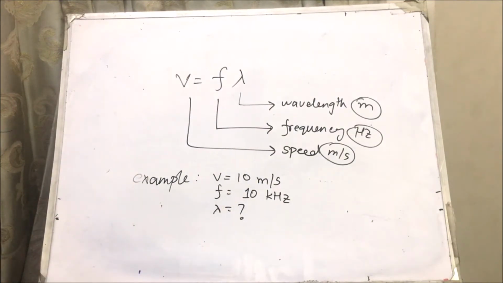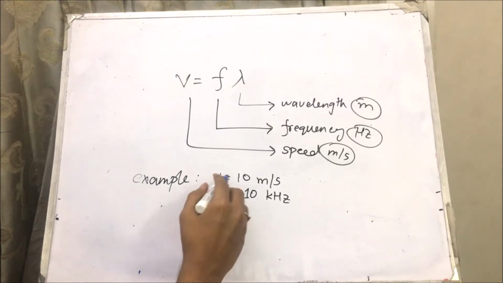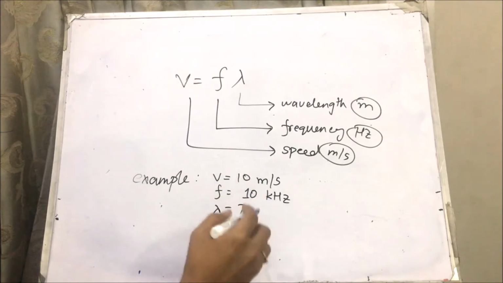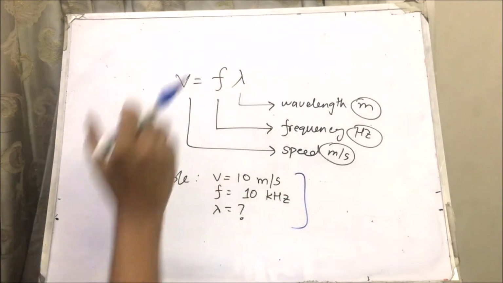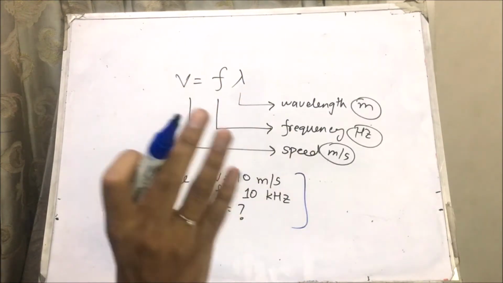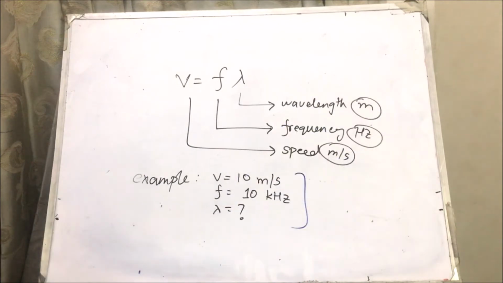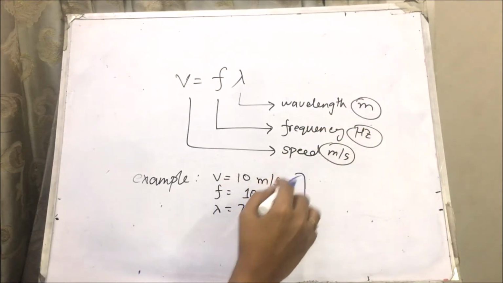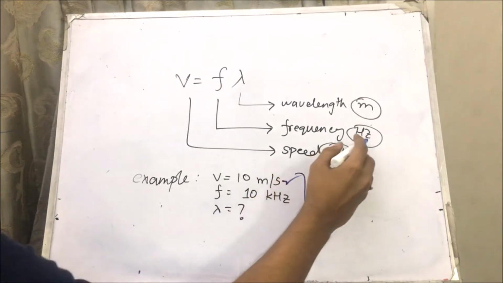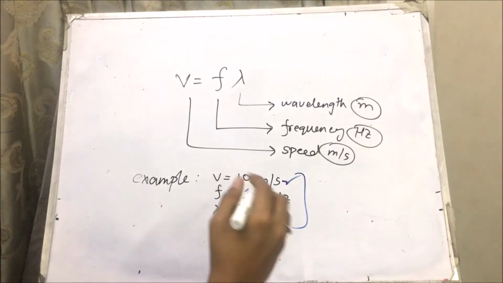We will do an example. We know that the velocity is 10 meter per second, frequency is 10 kilohertz, and what is the lambda? Careful, you just can't put these parameters into this equation because first you have to check whether the units are in these units or not. The velocity should be in meter per second, that's okay. But the frequency should be in hertz, but this is in kilohertz. So we have to break it down.